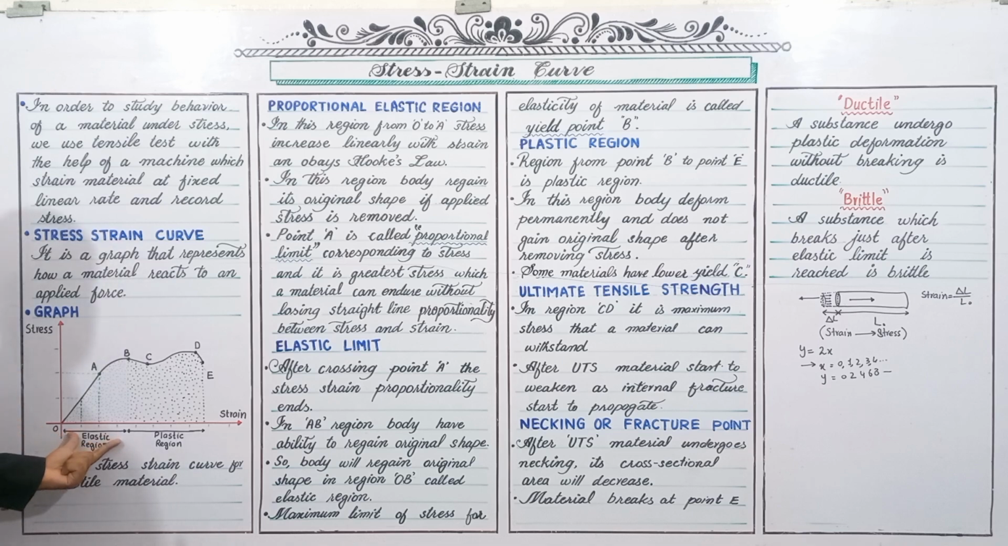Okay, so there are two main regions. Number one, elastic region, where the body will regain its original shape after removing the stress, and number two, plastic region, where the body will not be able to regain its original shape after removing the stress. Okay, so these are the two major regions.